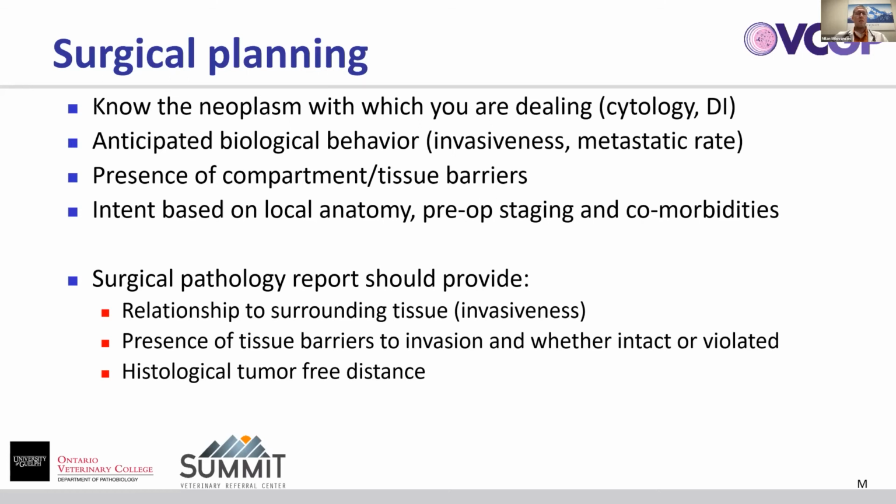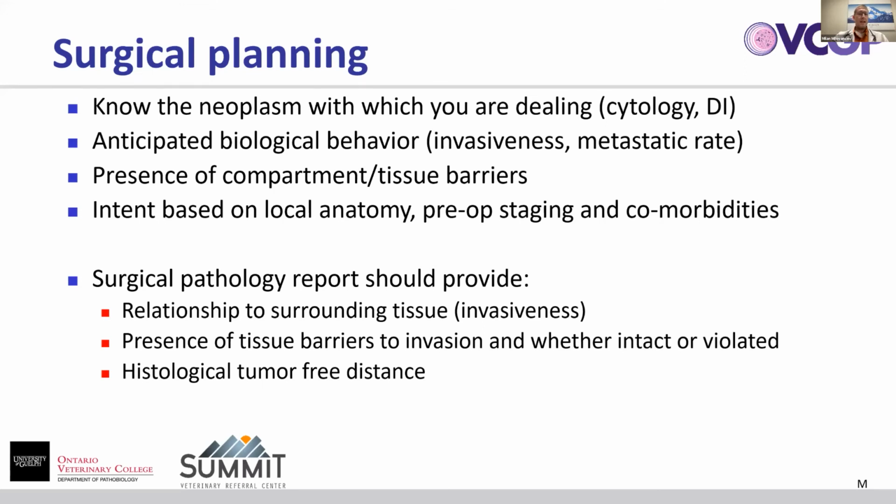We have to leverage our knowledge of the expected compartment tissue barriers, as well as other things like preoperative staging and comorbidities to decide what surgical dose we're going to administer, and then hopefully communicate that. It can be very brief, but still potent in our pathology request form.